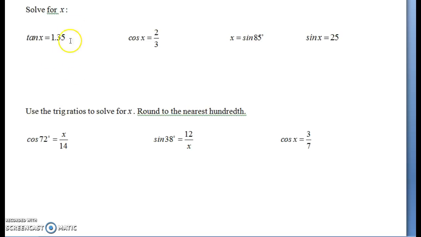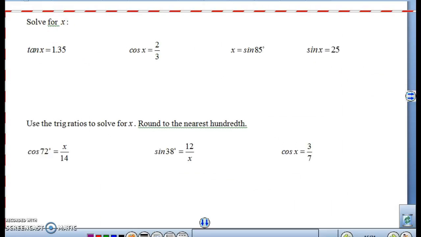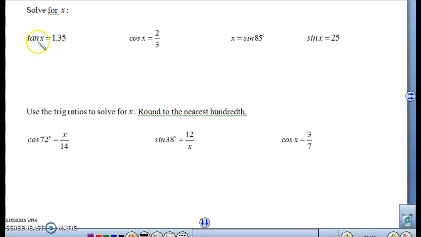All right, this one says solve for x. Tan of x is equal to 1.35. So we want to find the angle whose tangent is 1.35. Since this is tangent, we have to use inverse tangent. So tan inverse of 1.35 is equal to x. You should write this on your paper so the person grading it knows how you got the answer.